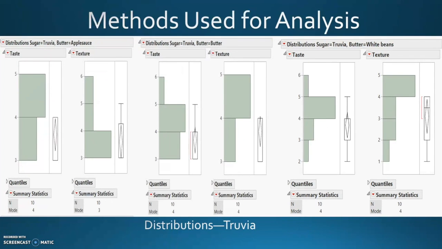So finally, for distributions, we have the Truvia category, applesauce, then with butter, and then with white beans. It seemed to receive 4 mostly across the board for taste and texture. However, the texture for the Truvia applesauce combination did receive a 3.